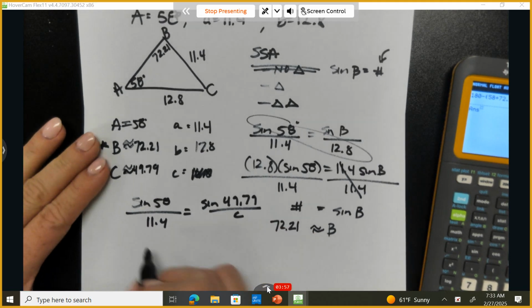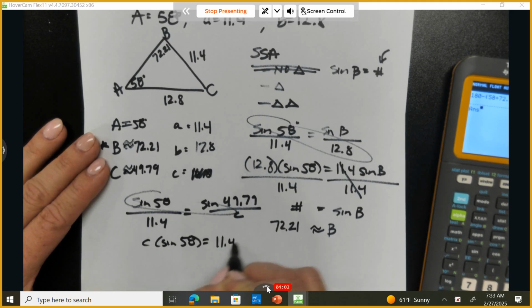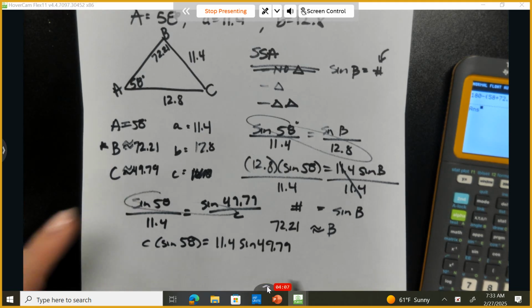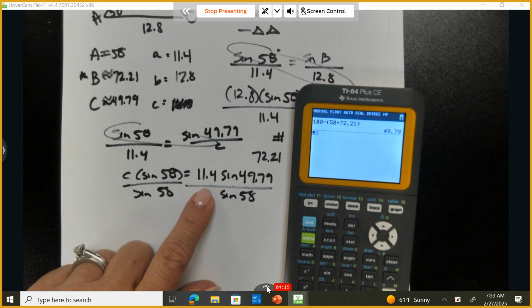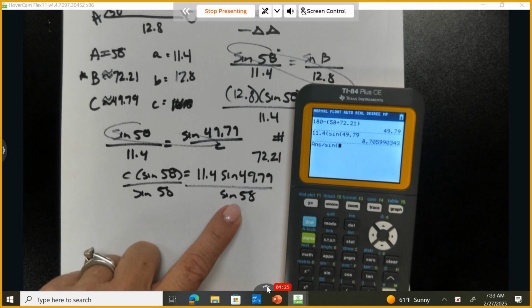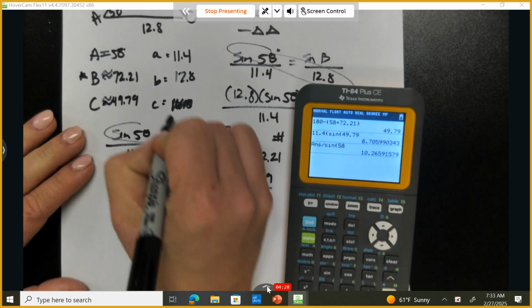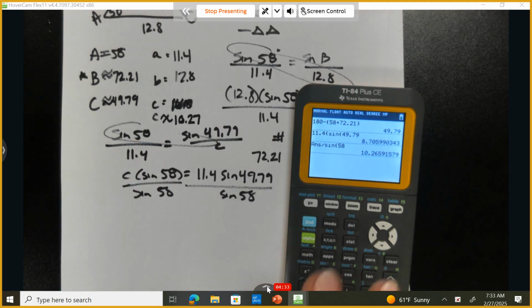And I'm going to do the same thing, cross multiply. C times the sine of 58 equals 11.4 times the sine of 49.79. Now I'm going to divide by the sine of 58, and in doing so, I'm going to figure out what side C is. So let's grab this right now. We have 11.4 times the sine of 49.79. I'm going to press equals, and then I'm going to divide by the sine of 58. So C is approximately 10.27. That's my first triangle.